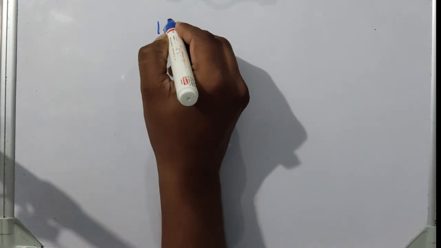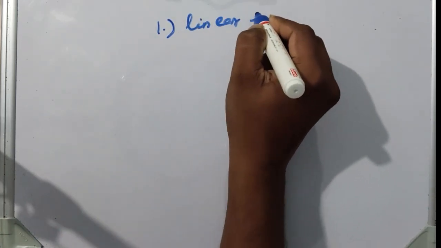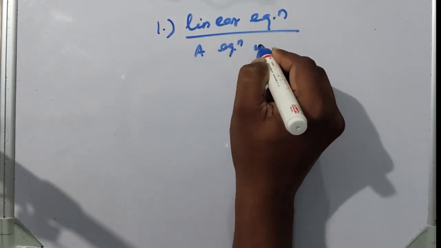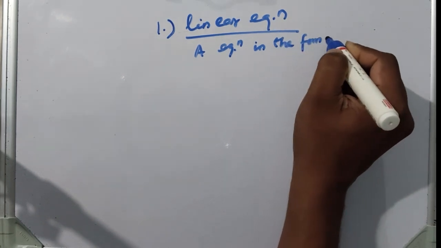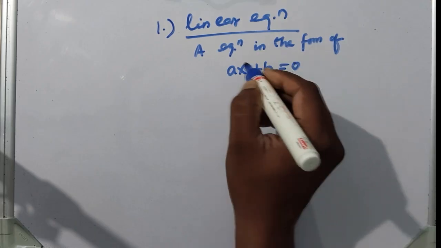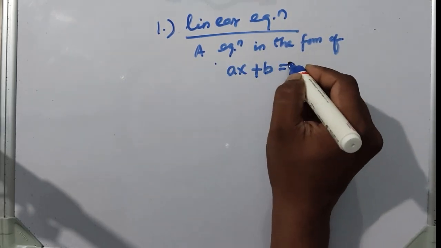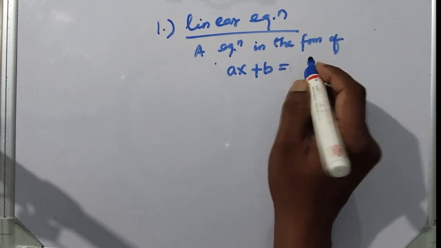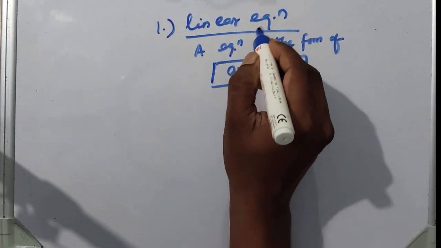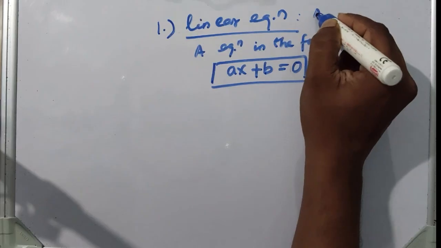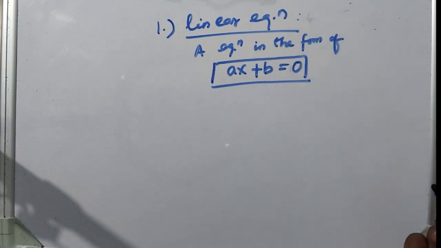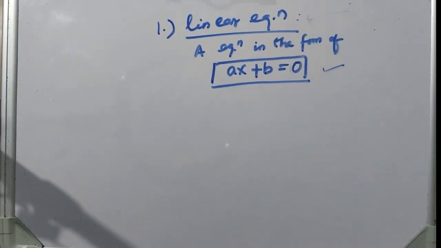So now coming to linear equation. What is a linear equation? An equation in the form of ax plus b equal to 0. Sorry, an equation in the form of ax plus b equal to 0 is called a linear equation.